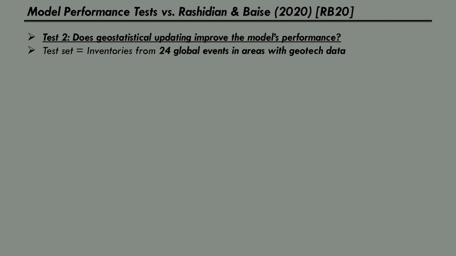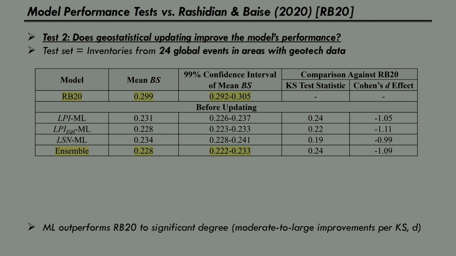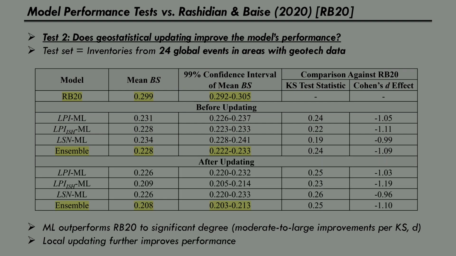The second test and question was, does updating improve the model's performance? For this test, we found a database of CPT case histories from 24 global earthquakes. And prior to updating, the machine learning model appears to outperform RB20 to a significant degree. When we do updating, the performance improves more. This is really not surprising. It is of course beneficial to go into the ground and get geotechnical data and use geotechnical models. If that wasn't the case, it would be pretty alarming.